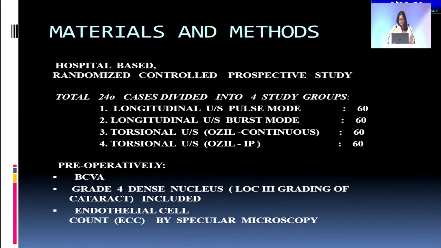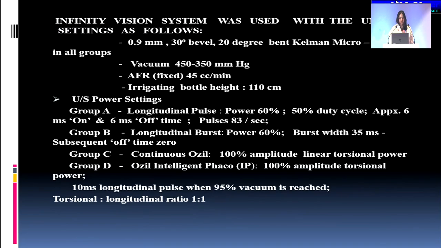Pre-operatively, best corrected visual acuity and grade 4 dense nuclear cataracts according to the LOCS III grading system were included, and the endothelial cell count was done by specular microscopy. Infinity vision system was used with the uniform settings of 0.9 mm 30-degree bevel, 20-degree bent Kelman micro tip with a vacuum of 350 to 450 mm Hg and aspiration fluid rate of 45 cc per minute. The irrigation bottle height was 110 centimeters.